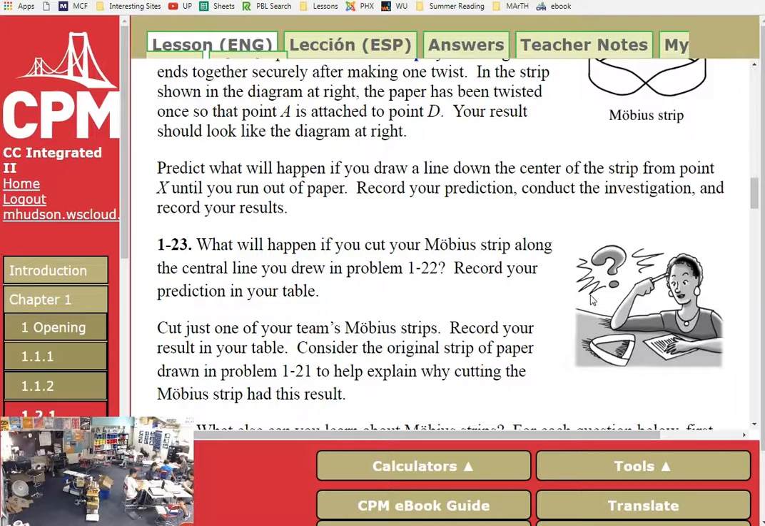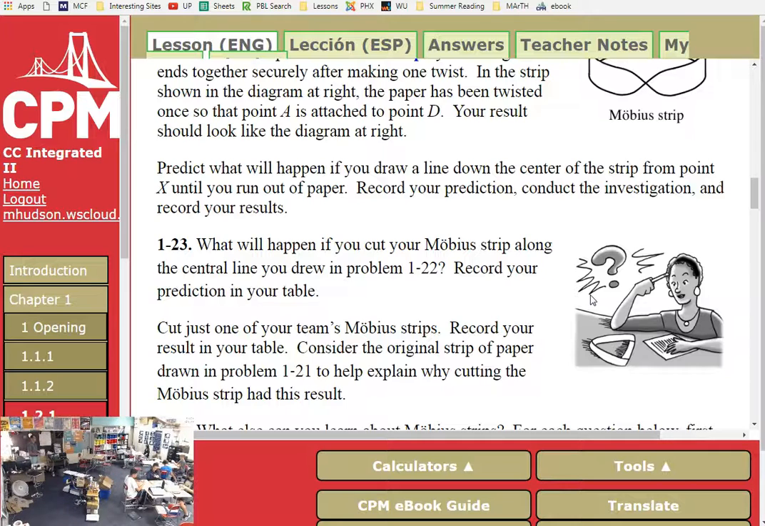Now, let's assume that your line is somewhat decent, at least kind of through the middle. Okay. Predict. Talk with your group for a moment.